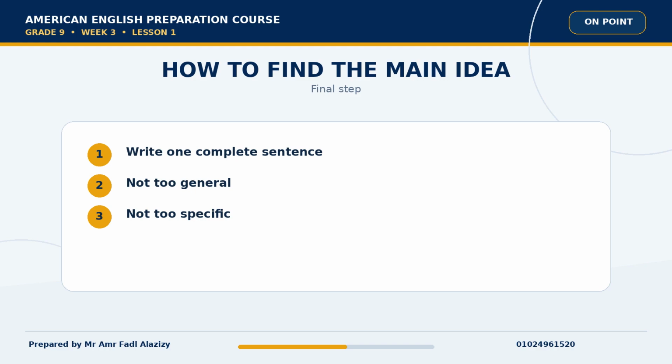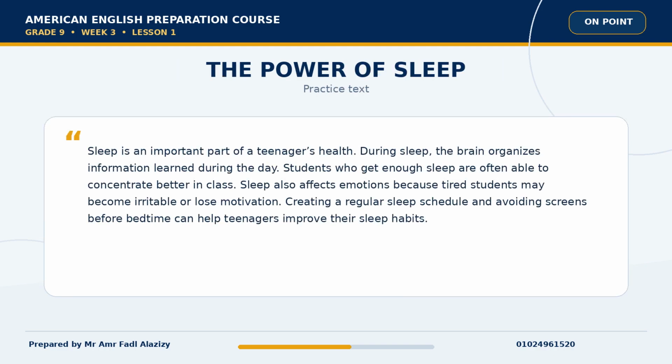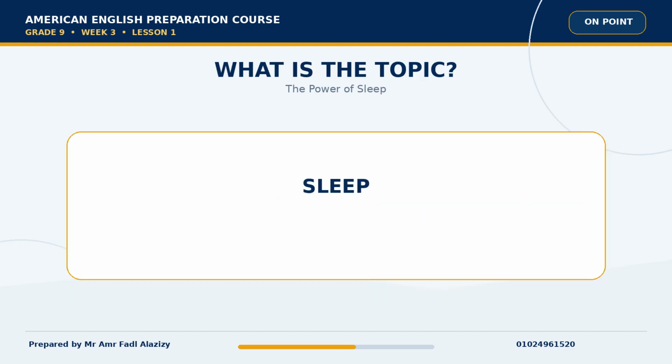Listen carefully. Sleep is an important part of a teenager's health. During sleep, the brain organizes information learned during the day. Students who get enough sleep are often able to concentrate better in class. Sleep also affects emotions because tired students may become irritable or lose motivation. Creating a regular sleep schedule and avoiding screens before bedtime can help teenagers improve their sleep habits.